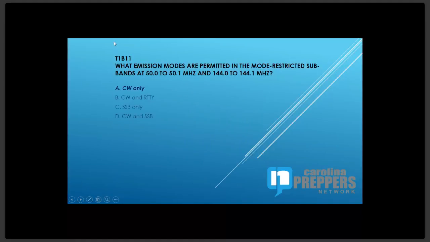Okay, we're almost done here. What emission modes are permitted in the mode restricted subbands at 50 to 50.1 and 144.0 to 144.1? It's going to be CW only.